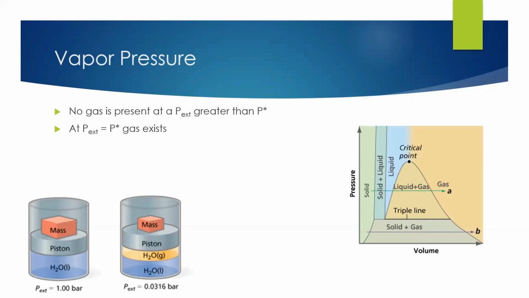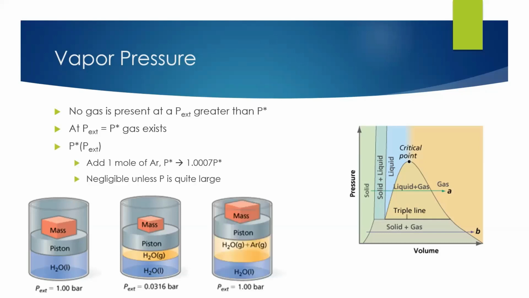I'll mention briefly that the vapor pressure of a substance is also a function of the total pressure. So if we were to increase the total pressure, we would change the vapor pressure. And this is in general negligible unless the pressure is quite large. The book goes through this a little bit. I'm not going to go through it here in this recording, but just be aware of that. We'll talk more about the vapor pressure going forward in the next lectures.